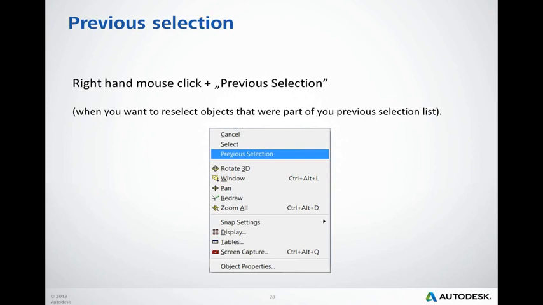One more hint about the selection. The previous selection is available, so if we lose our selection or make it empty, we can restore the previous selection. The option to activate it is located under the right-hand mouse click menu, by selecting the previous selection item on the context menu.